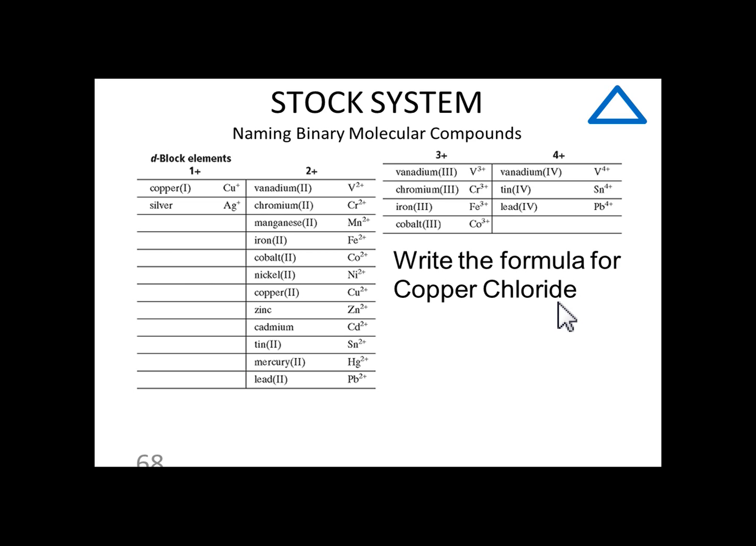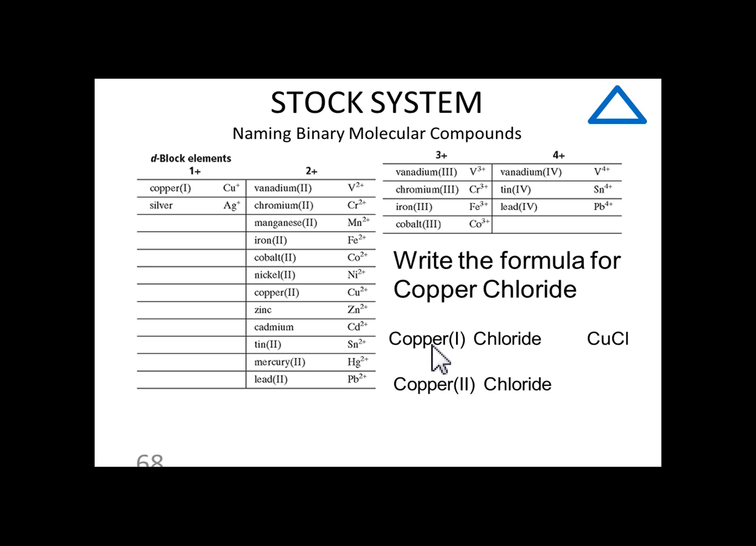Now, if you were my lab assistant and I asked you to go into the lab storeroom and get copper chloride, you might come back a little confused, or you might come back with the wrong stuff, because there are two coppers. There's a copper 1 chloride, and then there's a copper 2 chloride. Well, how do we tell these apart?